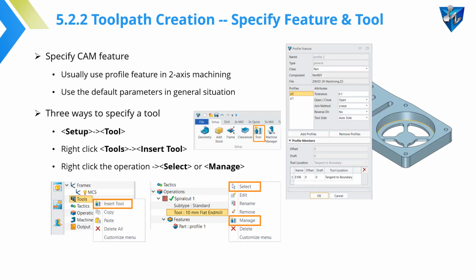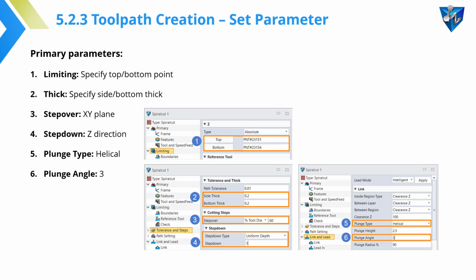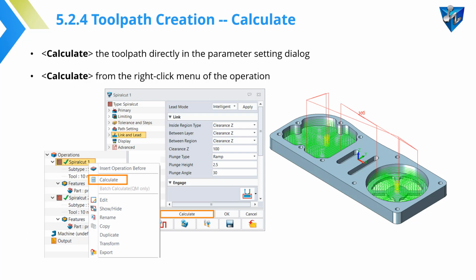And we will specify the CAM feature. Generally, we will use the profile feature in two-axis machining, and we will keep the default parameters in general situations. And there are three ways to specify a tool. There are primary parameters, like the limiting to set the area where we need to machine, and also the stock to set the remaining material we need to leave for the rough or for the semi-finish operations. And we set the step over, step down, plunge type, plunge angle, and in the final we will calculate. We can do that from the parameter setting dialog directly. We can also do it from the right-click menu of the operation.